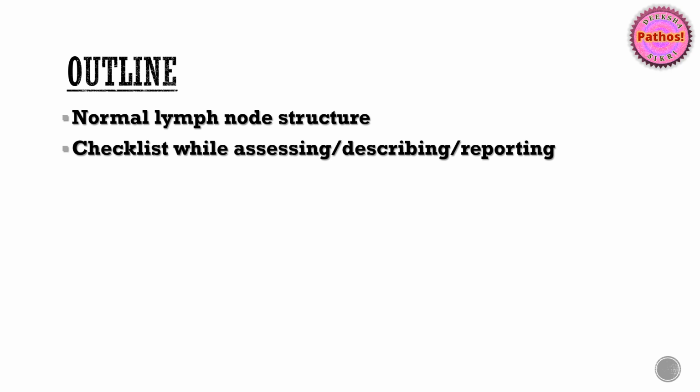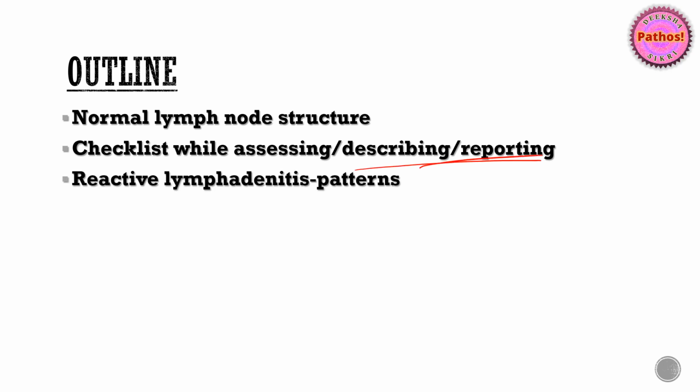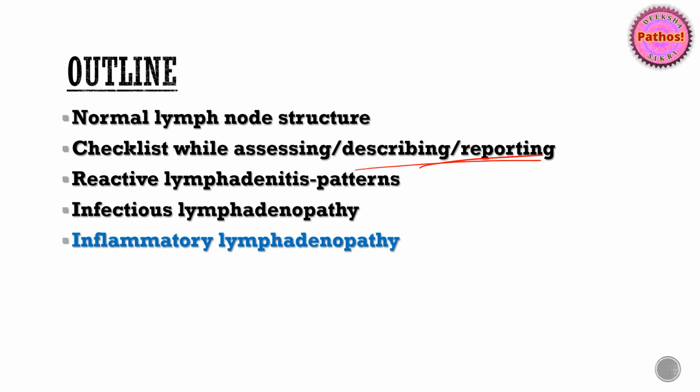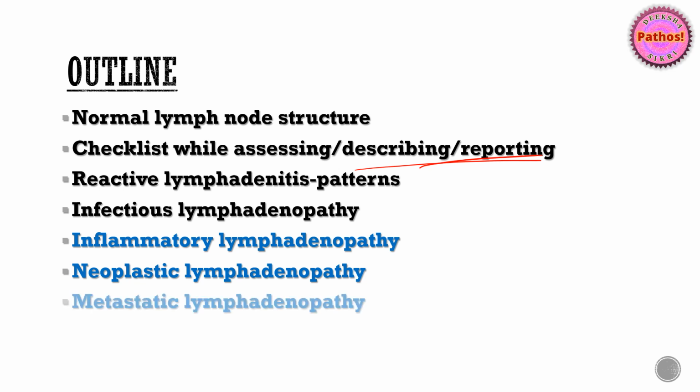Now the basic outline I'm going to take in these two videos will be: we'll discuss the normal lymph node structure. We'll also discuss a checklist while assessing, describing, or reporting, and this is going to prove very useful for postgraduates. We're going to see the patterns of reactive lymphadenitis, infectious lymphadenopathy, inflammatory lymphadenopathy like Kikuchi, Kimura, and Castleman, the more common ones that you're going to come across, neoplastic lymphadenopathy, and metastatic lymphadenopathy in terms of carcinoma of unknown primary and the IHC approach to it. And then I'm going to summarize all of them.